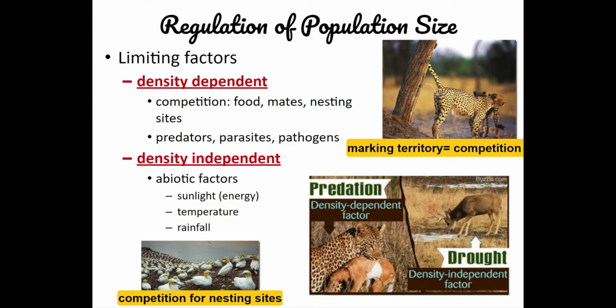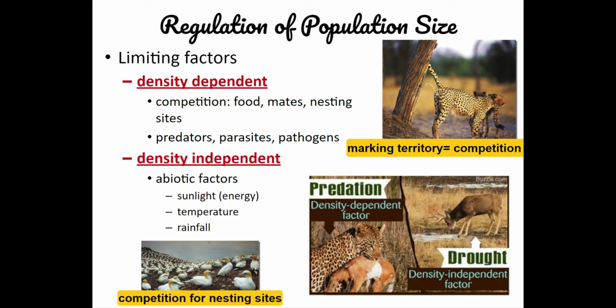Limiting factors are going to regulate the size of a population. Density-dependent factors are things like competition for food, mates, nesting sites. Here it matters how many individuals there are in that population. For density independent, these are abiotic factors, so things like sunlight, temperature, rainfall. For these, it doesn't matter how many individuals are in your population.